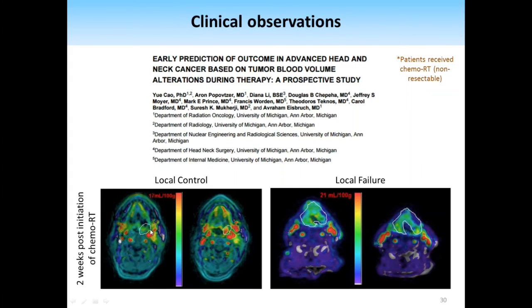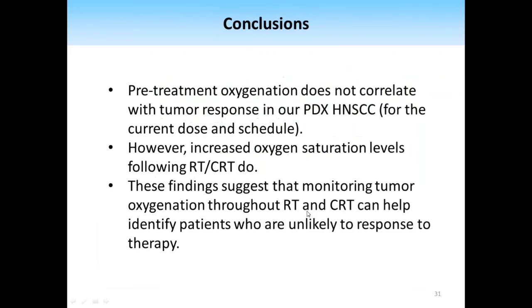So these are blood volume maps, which is an indication of how much blood is inside the tumor. And they saw that patients which had an increase in blood volume following treatment had local control, versus tumors which went down or stayed the same, which had local failure. So there is some clinical evidence which supports our findings. So we're very interested in following up these studies and seeing if we can repeat these. So we'll see in the future.